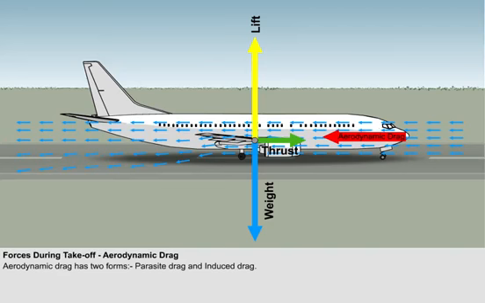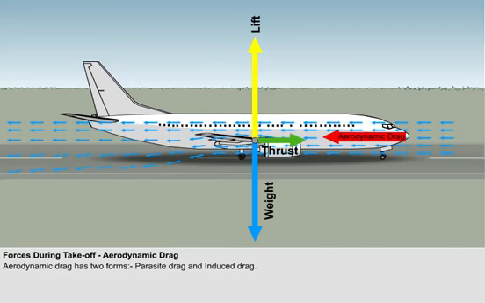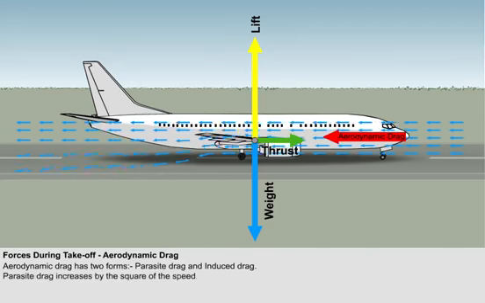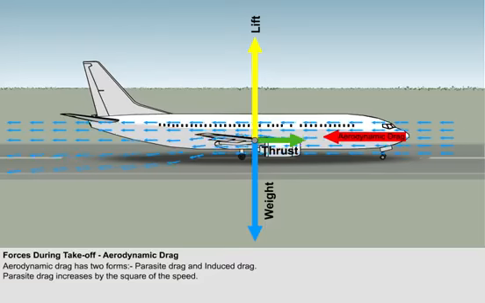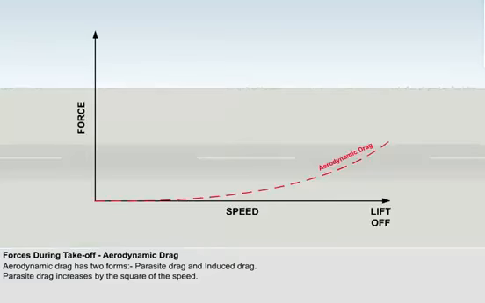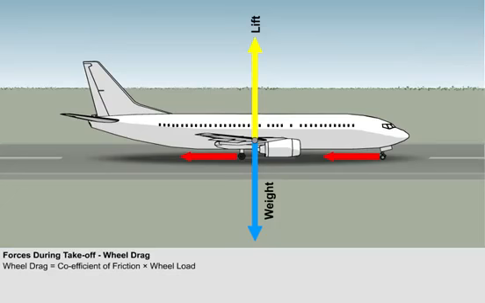Parasite drag is created by the impact of the aeroplane on the air. It follows then that as the aeroplane travels faster through the air, parasite drag, and thus the aerodynamic drag, increases. Therefore, during the takeoff, aerodynamic drag is increasing, as shown in this graph. Having discussed aerodynamic drag, let's now consider wheel drag.